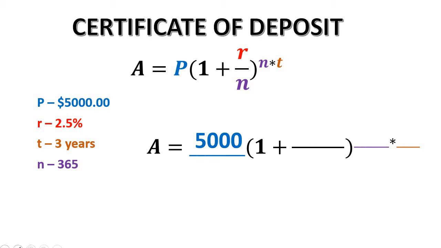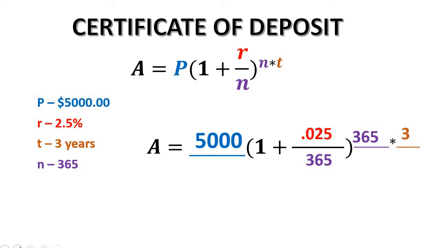What goes on the top of my fraction? 0.025 because that's what R is. What's going to go in the bottom of the fraction and at the start of my exponent? Well, that's going to be 365. Again, that's my N value because it's daily, it's 365. And then what number goes here? Well, that's T, right? So that's going to be 3. So now it's just a matter of doing the math.